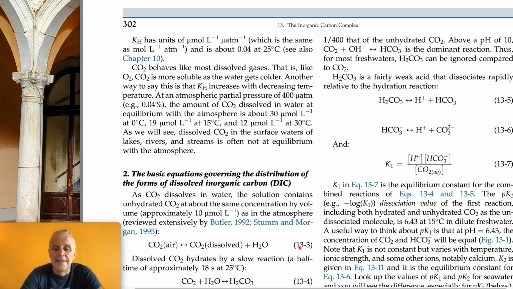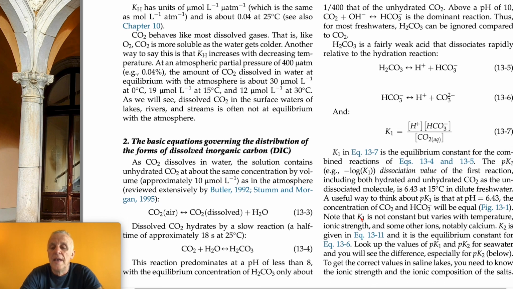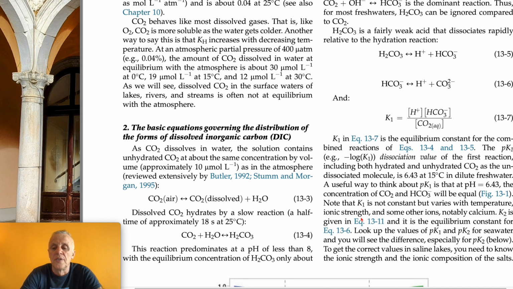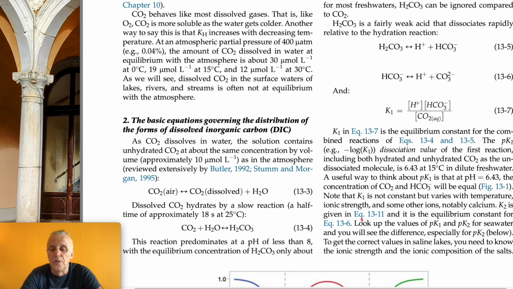Carbonic acid is a fairly weak acid that dissociates rapidly relative to the hydration reaction. Carbonic acid is equivalent to a proton plus bicarbonate. Bicarbonate is equal to a proton plus carbonate. K1 is equal to proton times bicarbonate over CO2 aqueous. K1 in equation 13.7 is the equilibrium constant for the combined reactions of equations 13.4 and 13.5. The pK1 dissociation value of the first reaction, including both hydrated and unhydrated CO2 as the undissociated molecule, is 6.43 at 15 degrees centigrade in dilute fresh water.